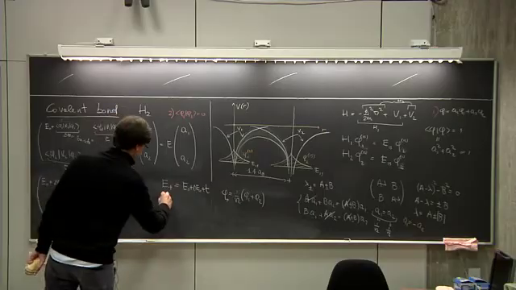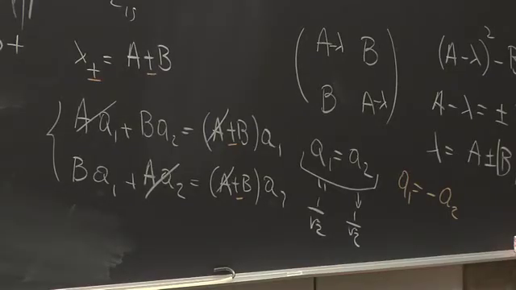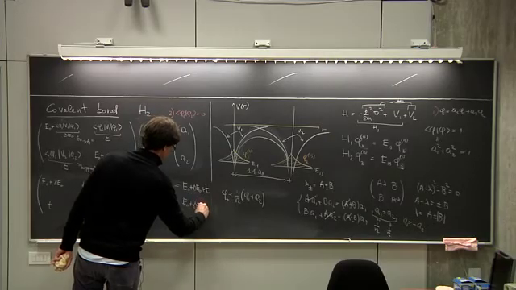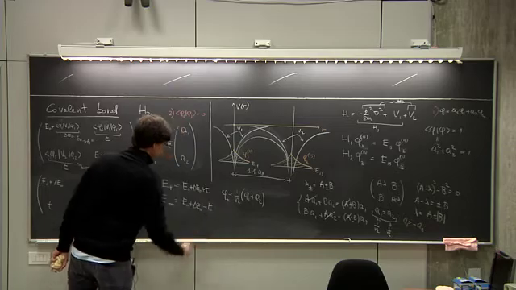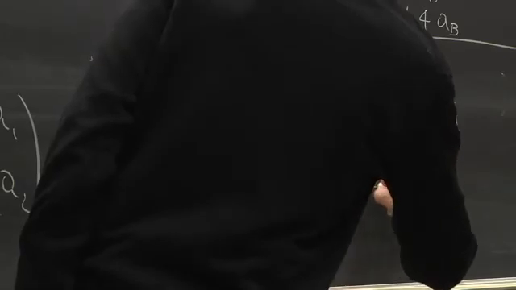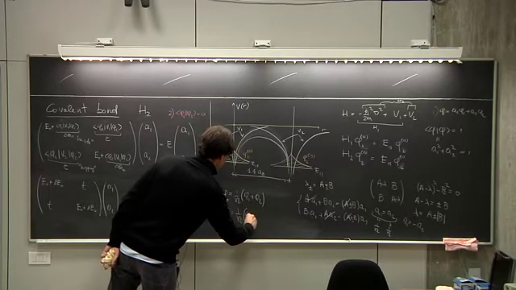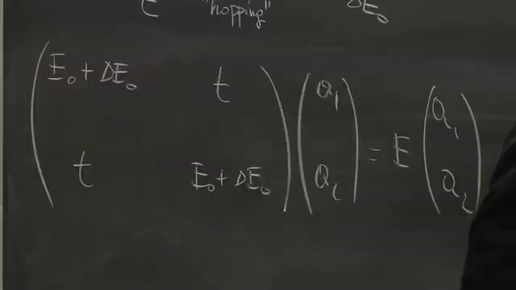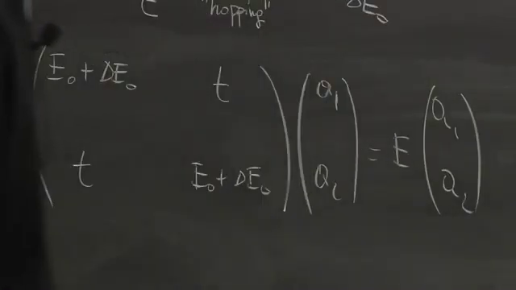Second solution, E minus, E naught plus delta E naught minus T. Eigenfunction phi minus, phi 1 minus phi 2. Okay?